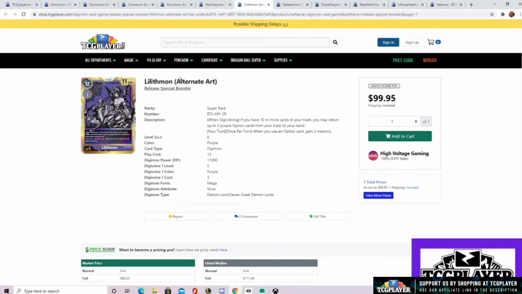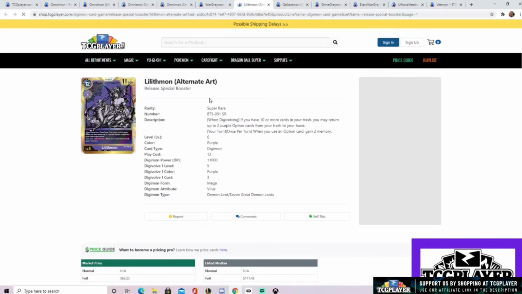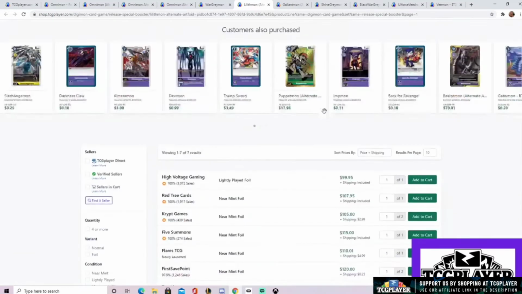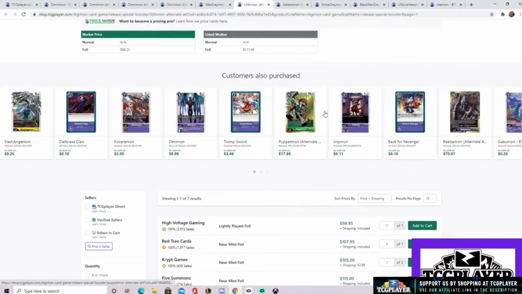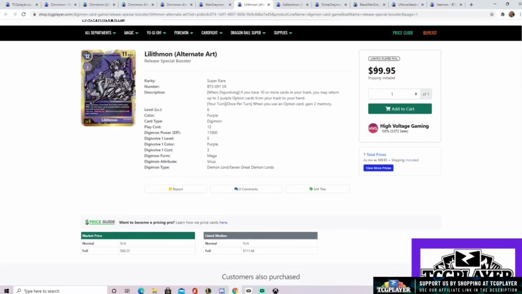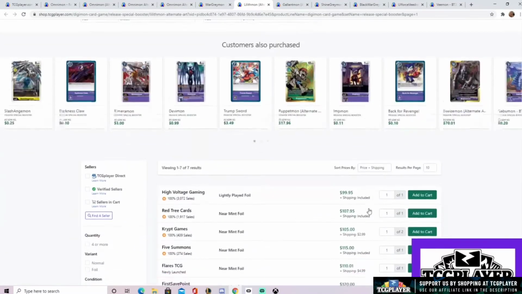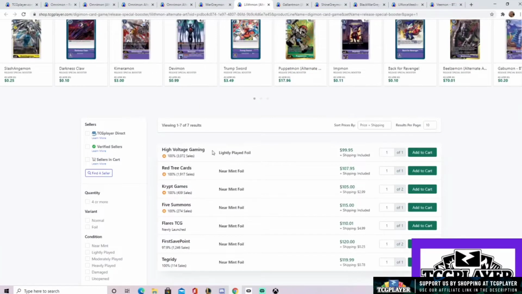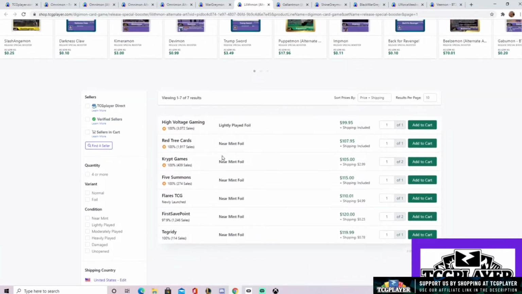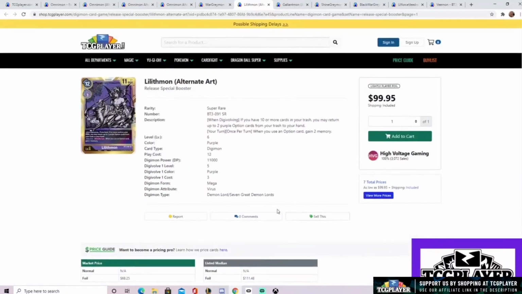We can bring up Lilithmon for the first time for her alt art. Let me refresh again. So this one hasn't changed any. This one had been staying relatively low for a while, I think around the $60 range, but now we look, it's all the way up to $100. And this one is a verified seller, but you only have very few listings, and it jumps all the way up to $120. So if you want Lilithmon, at least the alt art, and you don't mind spending the money, I would say get it now, because I have a feeling these are just going to keep going up and up and up in time.